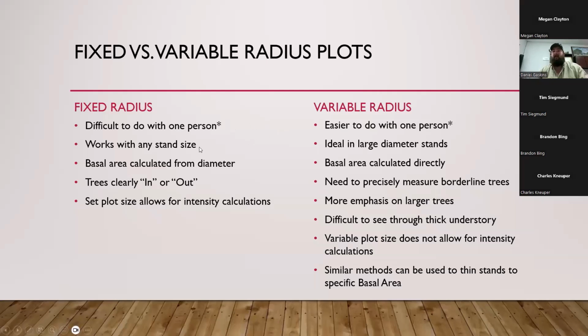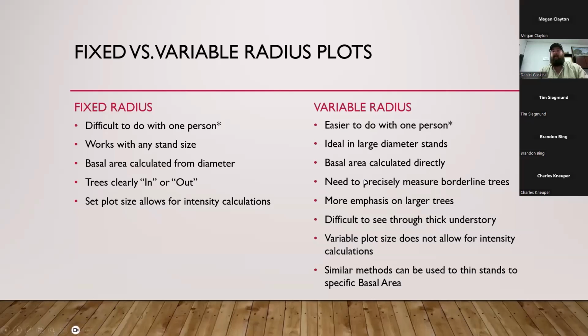Fixed radius does work with any stand size, whereas variable radius works better in larger diameter stands because you're going to have more trees in the plot, so you're going to get more data. But variable radius directly gives you basal area quite quickly. So if basal area is what you're mostly interested in, variable radius plots might be what you're looking for.